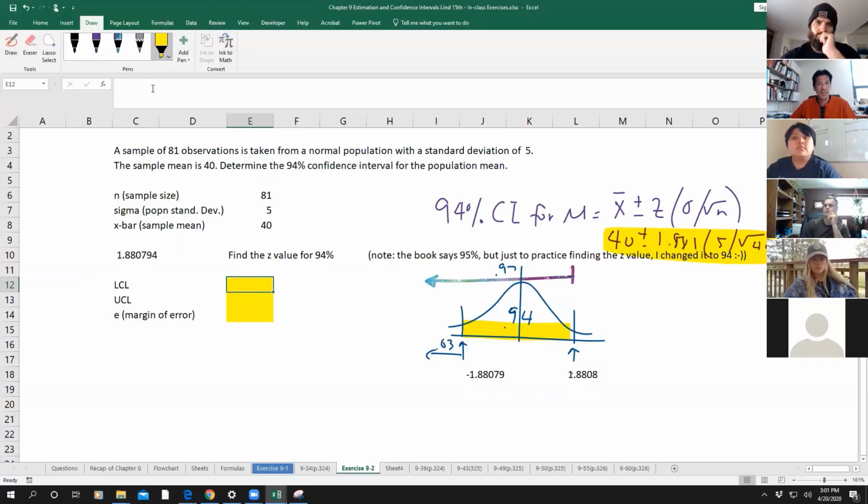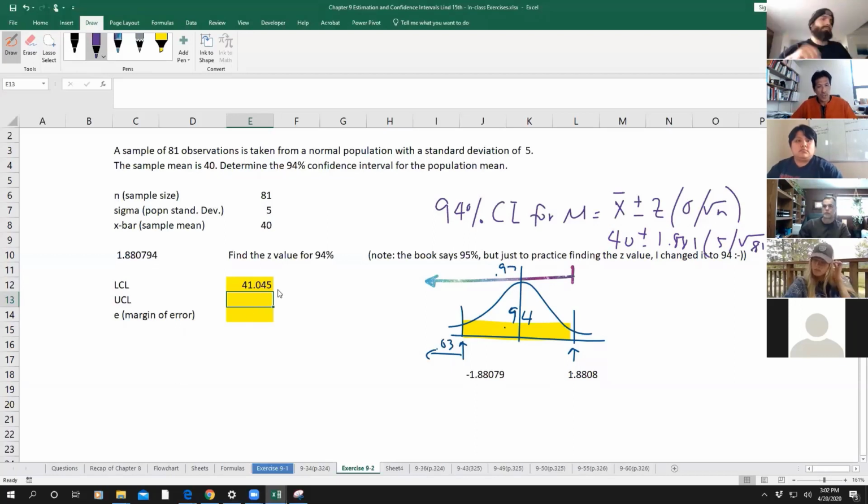So here I'm just going to type a formula that says equals 40 plus 1.881 times 5 divided by the square root of 81. All right.